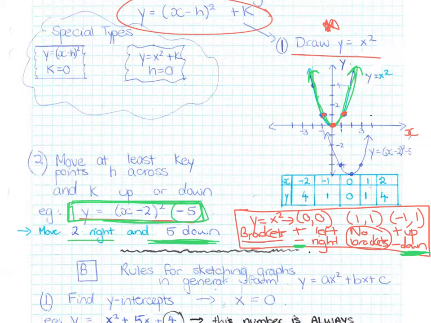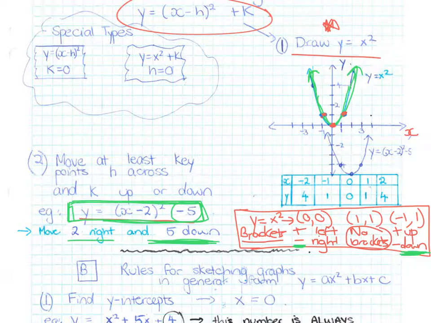Then move this one. We're going to move it 1, 2 to the right. And then we're going to move it 1, 2, 3, 4, 5 down. And we get this point here. And then finally, we've got this point here. We're going to move that 2 to the right, 1, 2, and then 1, 2, 3, 4, 5 down. And I get that point there. I get the yellow points.